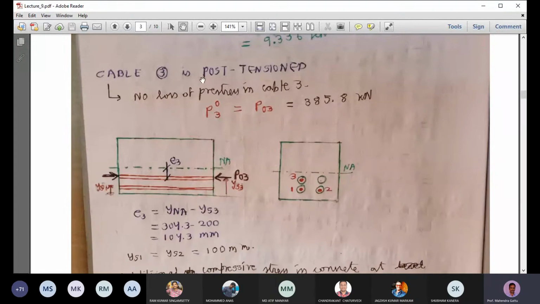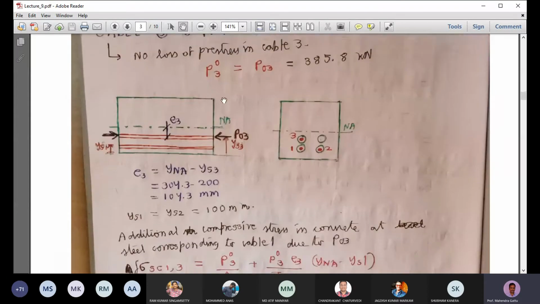So we'll come to cable 3. Okay, cable 3 is post tensioned. So there is no loss of pre-stress in cable 3. Whatever hydraulic jack force is applied is retained after transfer. So it is coming around 385.8 kilonewton.